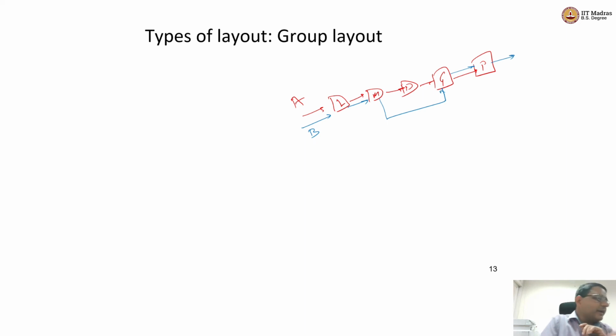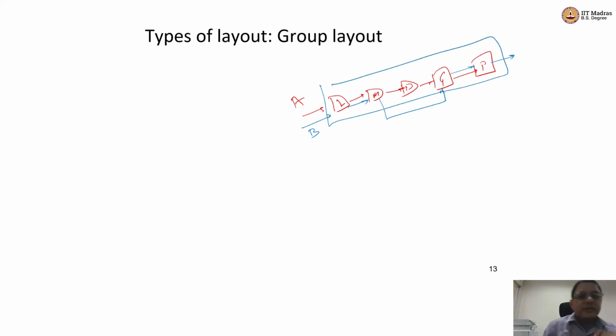So now I have a single line on which I am able to process multiple products, but the main requirement is that in terms of design, product A and product B should be similar. They should be grouped. So we should be able to form groups of products which can be processed on a similar product layout, kind of a layout. It's not exactly product layout. It's not exactly process layout either. It's somewhere in between.